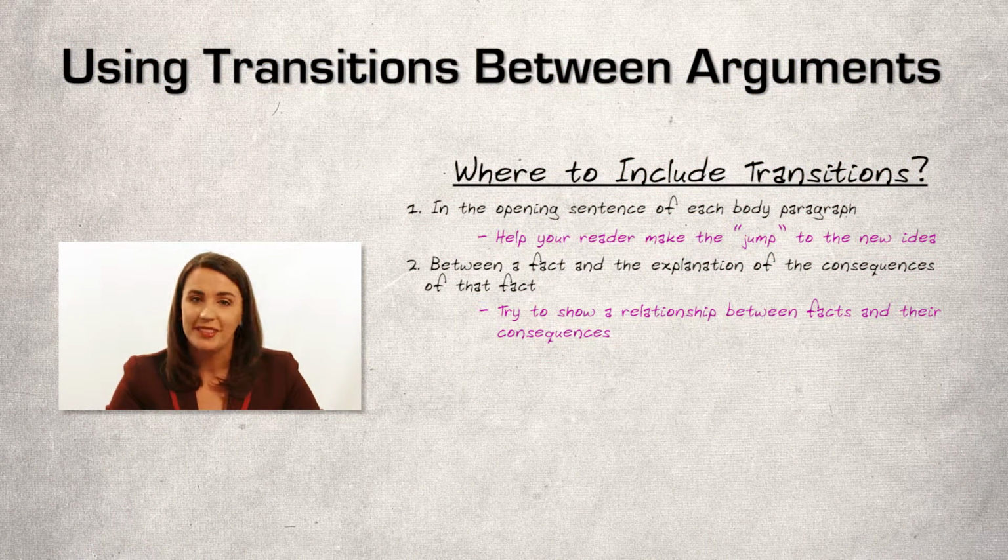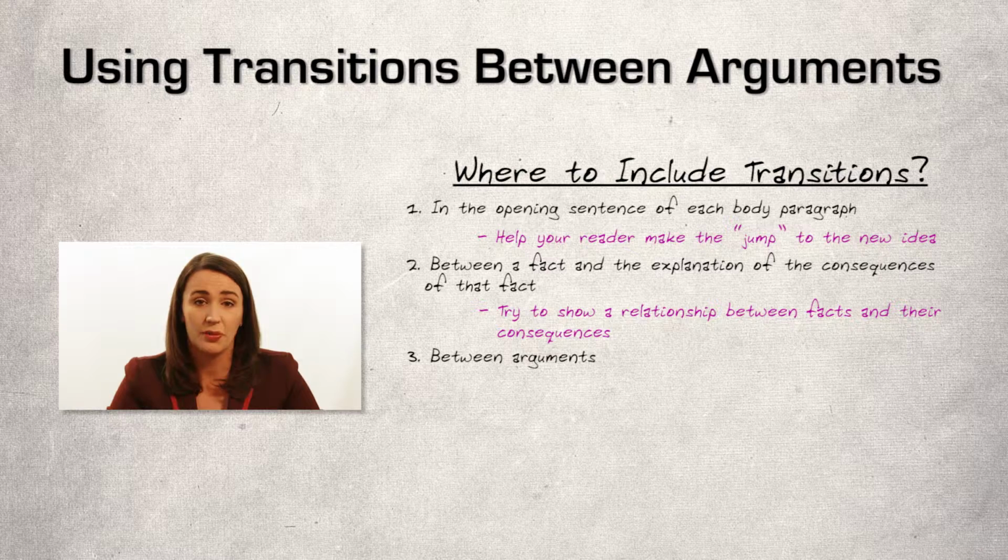Another place where you want to be intentional about including transitions is between arguments. Sometimes this may mean numbering your arguments so that the reader can anticipate how much support you will provide. Words such as first, second, and finally will be helpful here. Or you can use transitions to indicate a shift in the argument.